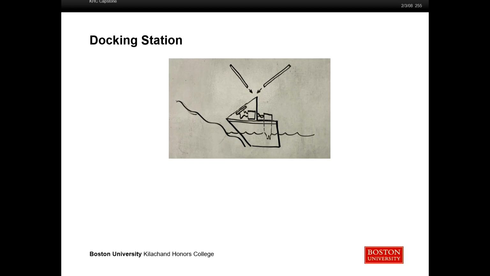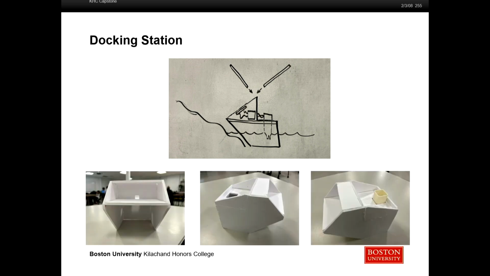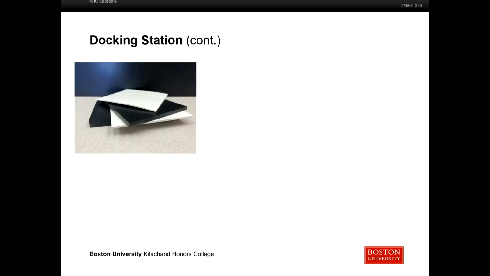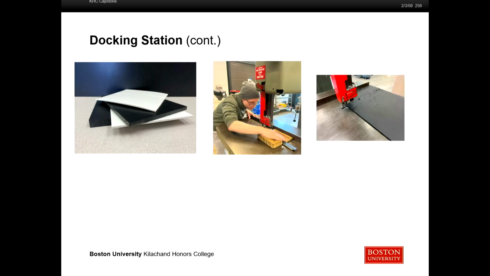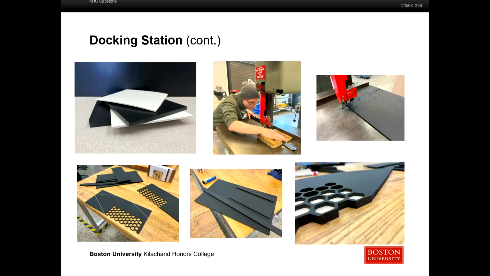For the docking station, this is our initial conception of what we wanted as a drawing, and then we were able to create very preliminary prototypes of it using just foam boards. Instead of foam, we will actually be using HDPE, which is a form of plastic. This is my teammate Charles cutting it to shape. And this is some of the pieces that have since been assembled as of this past week, which will look something like the foam board prototype.